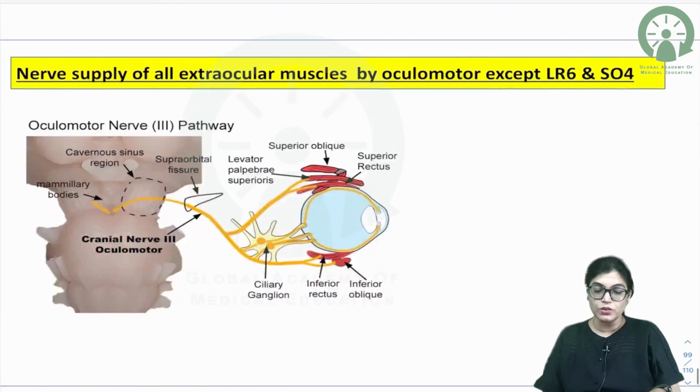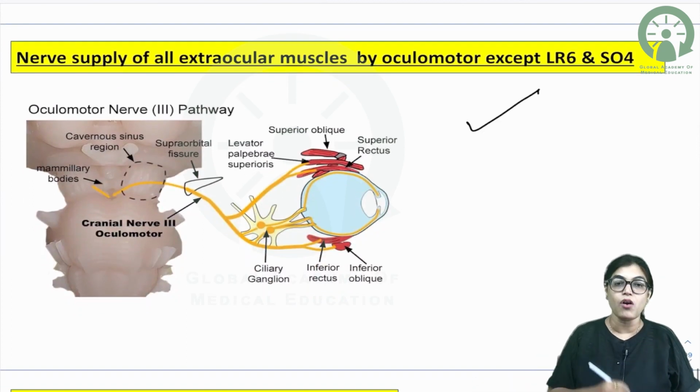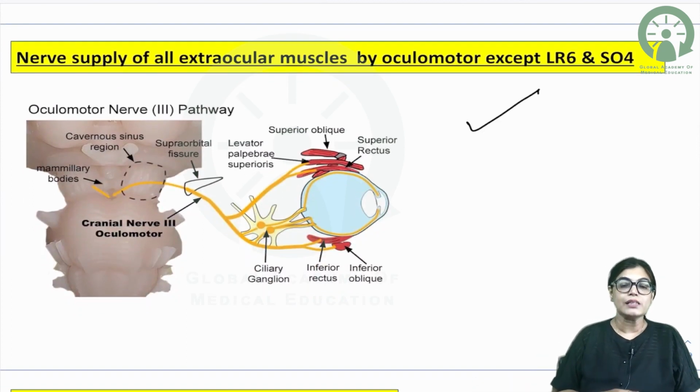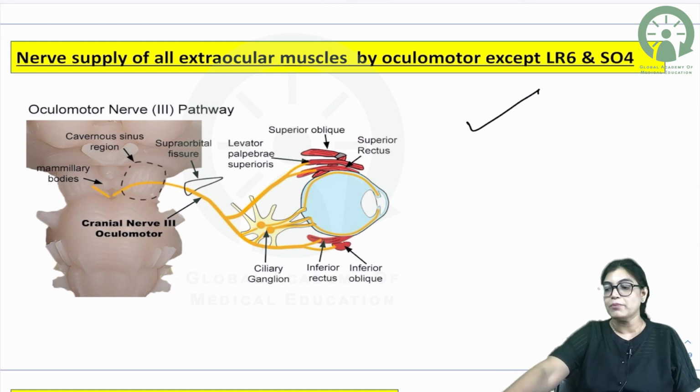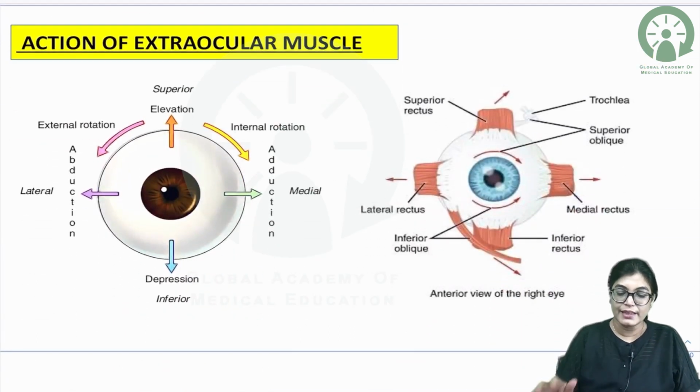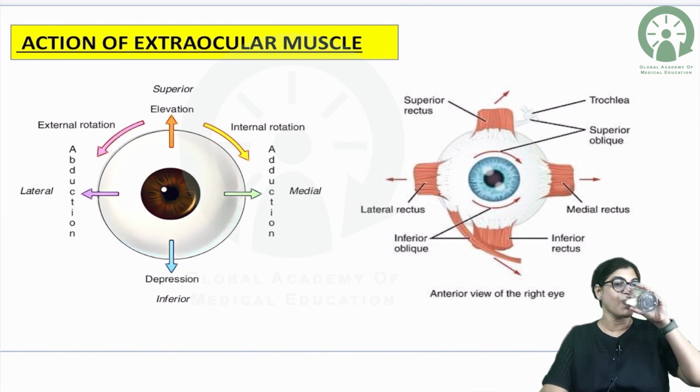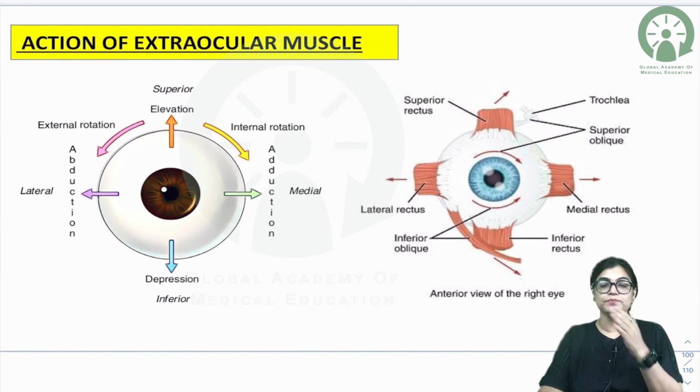Now I would like to tell that all the extraocular muscles of the orbit are getting innervation from the third cranial nerve except LR6 and SO4. What does that mean? That means lateral rectus is supplied by the abducens nerve and superior oblique is supplied by the fourth cranial nerve, that is the trochlear nerve. Let's talk about the action.